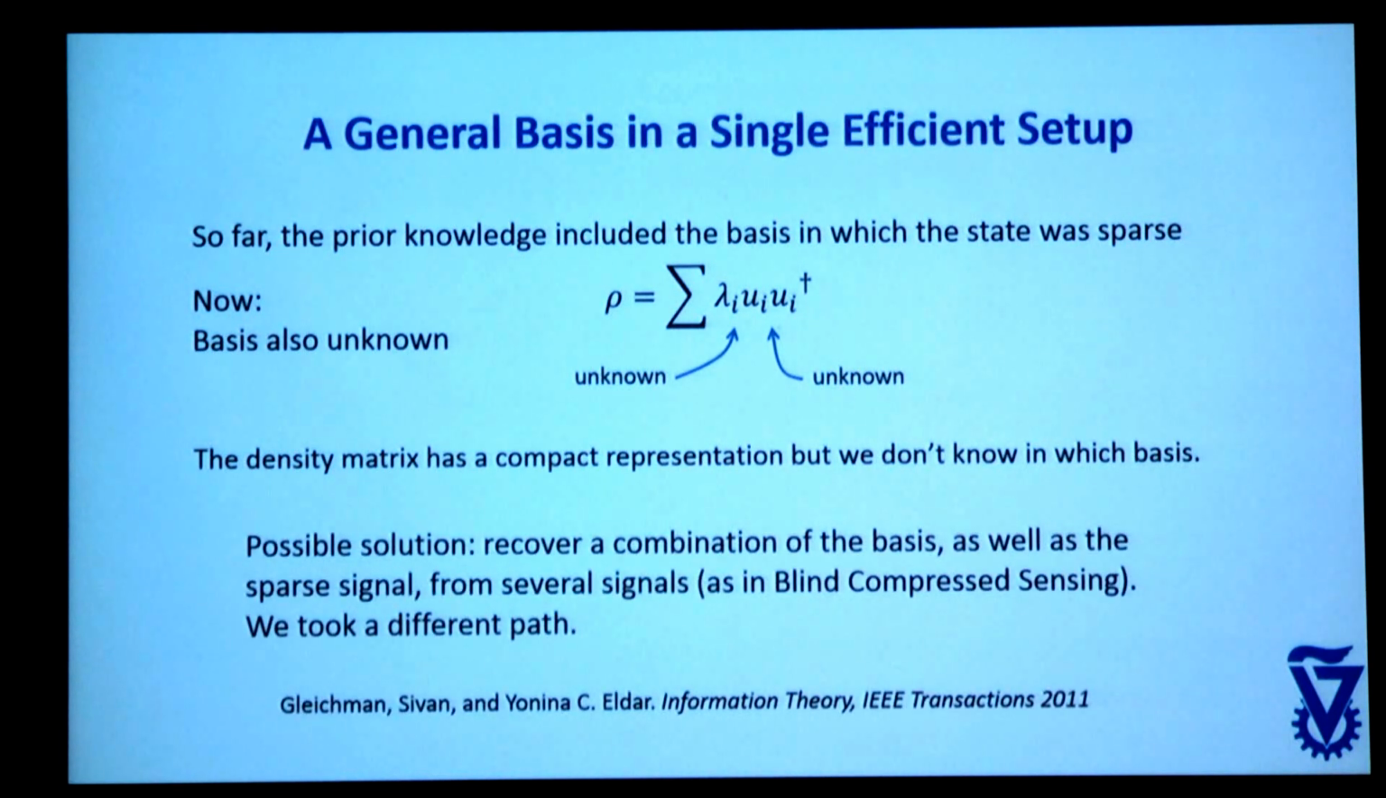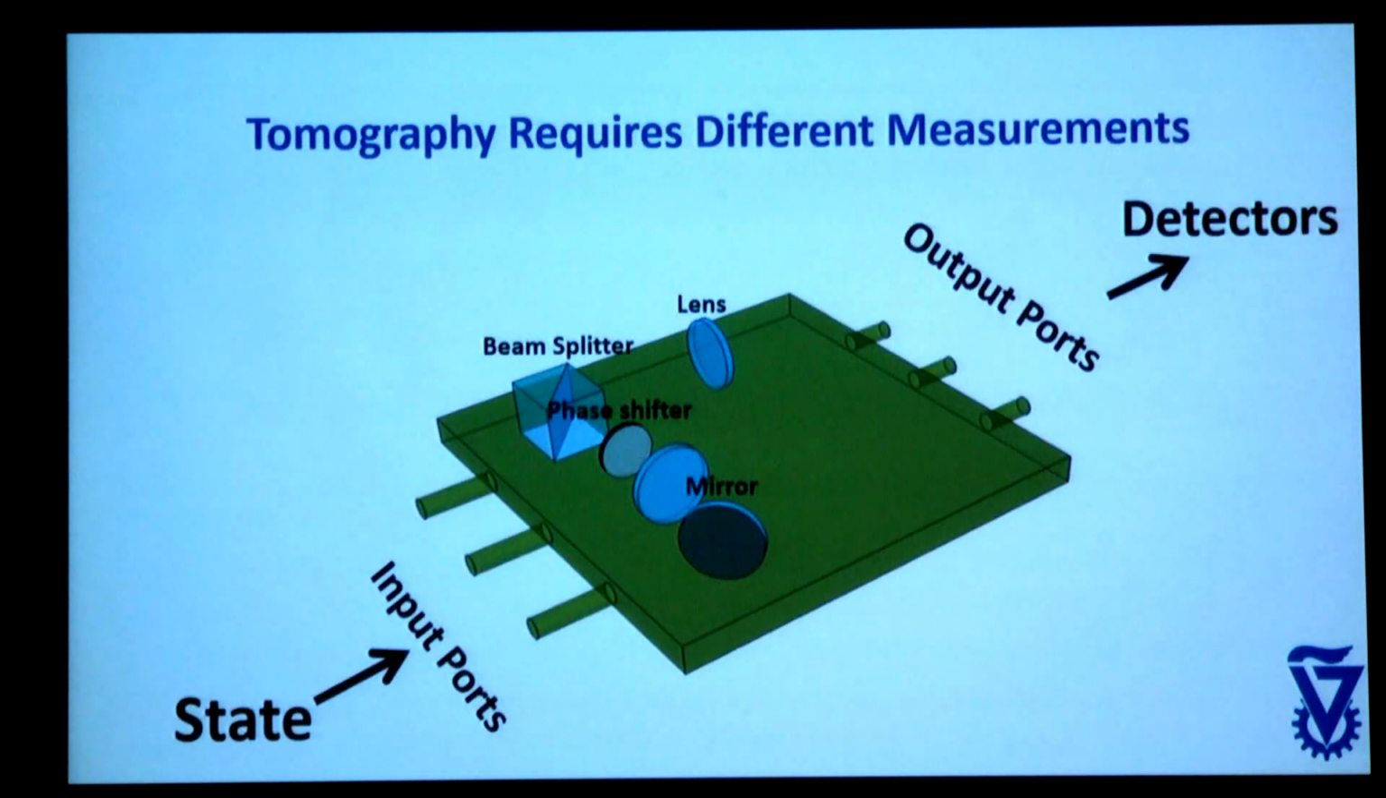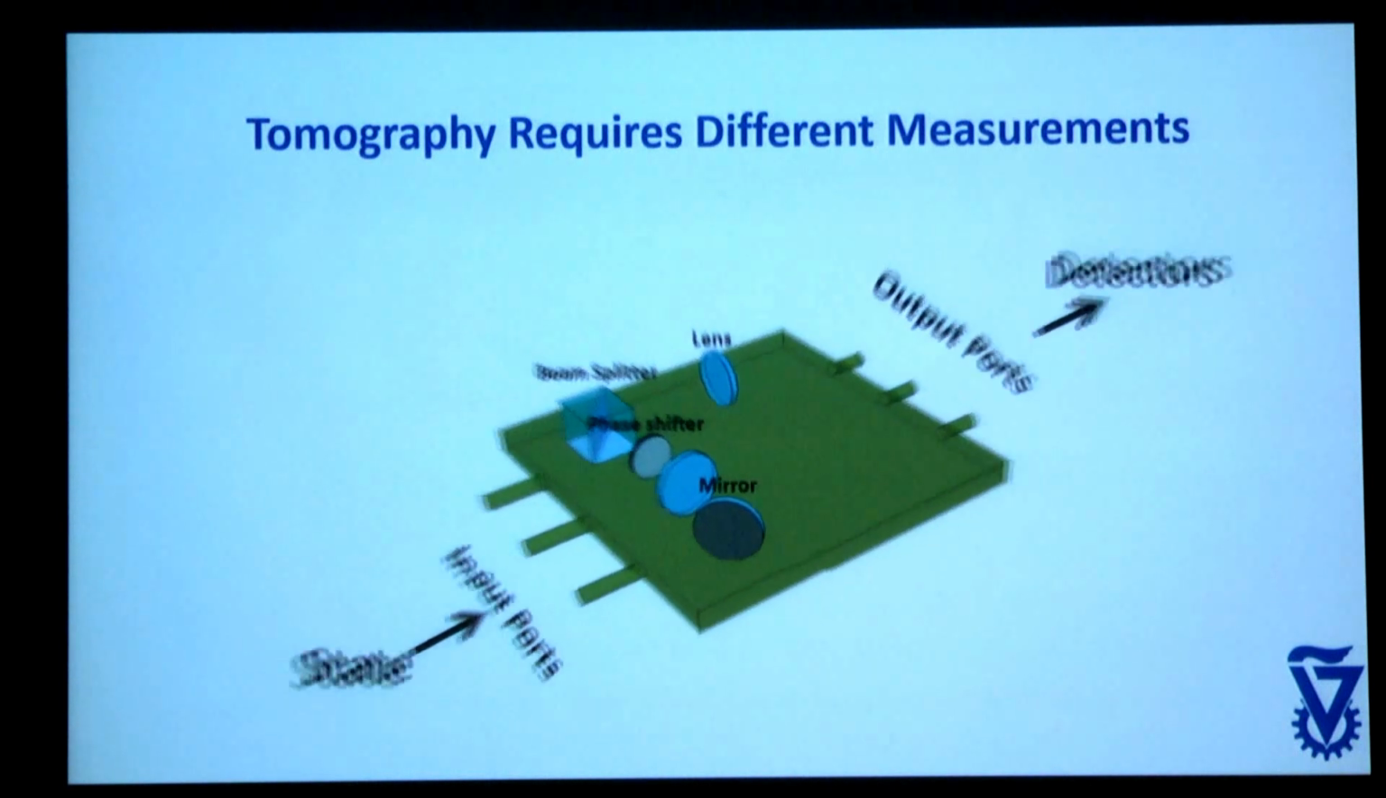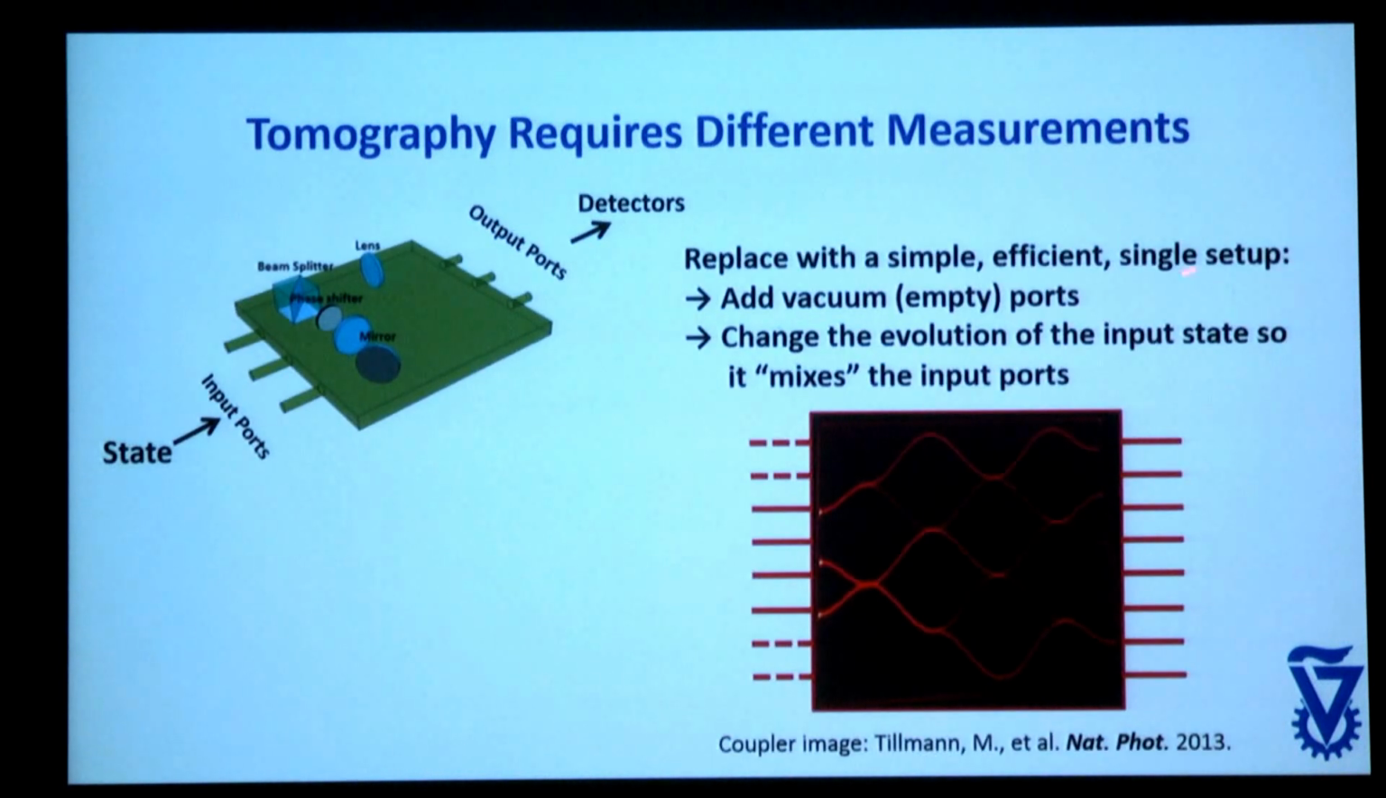One possible solution to that would be to recover a combination of the basis and the sparse signal from several signals, as done in blind compressed sensing. But in this specific problem, we took a different path that I'll describe in a minute. So I want to remind you, we have quantum state tomography, which requires different physical settings. You need to change polarizers, and you need a lot of optical components in order to recover a state. But we don't want that. We want to replace it with a simple, efficient, single setup, and we want to recover the state from measurement in this single, simple setup.